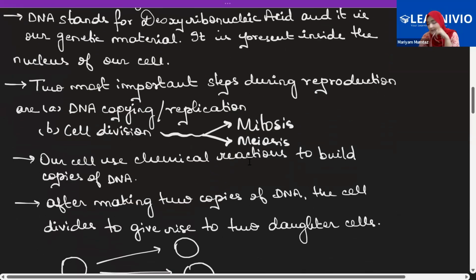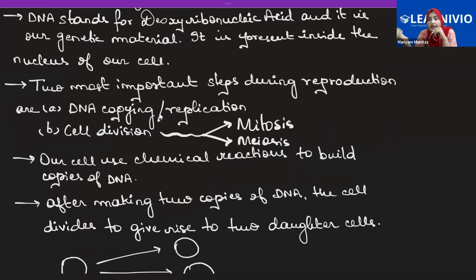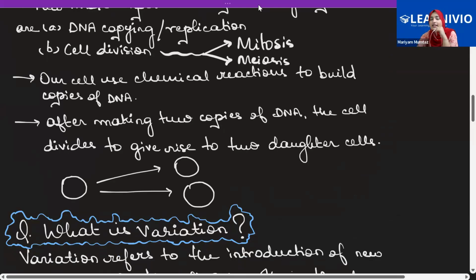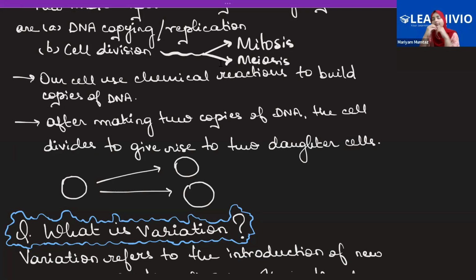Now, the most important steps during reproduction: the first is DNA replication, meaning making two copies of DNA. Then comes cell division, that is mitosis and meiosis, two types of cell division. These two are the most important steps in the process of reproduction. Basically, our cell uses chemical reactions to build copies of DNA. Every cell has its own DNA. When that DNA has to be distributed, the cell replicates the DNA, meaning it makes multiple copies, and then sends the DNA into the next cell. After copying the DNA, it divides the cell, so that the DNA that was created is distributed among the daughter cells. Is it clear, students, up until now?